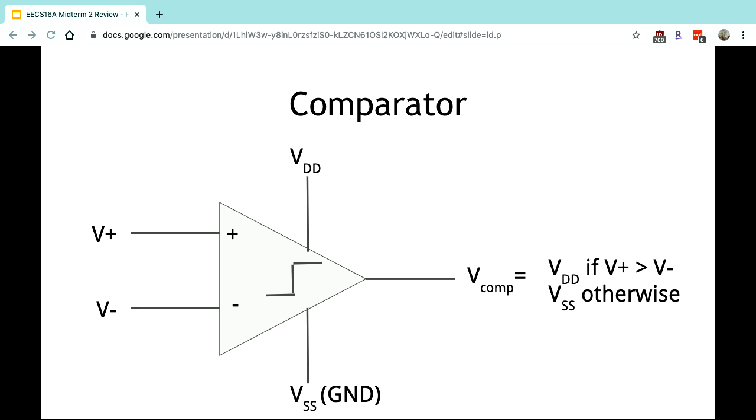A comparator is represented by this triangle shape, which has a V plus and a V minus, which we'll be plugging into the comparator. It's powered with a VDD, which is our higher voltage, like 5 volts, and VSS, which is our lower voltage, like ground or 0 volts. It'll output a V out, or a V comparator, which is going to be either VDD or VSS. It'll be VDD if V plus is greater than V minus, and VSS otherwise. So you'll just get one of 2 options with a comparator.